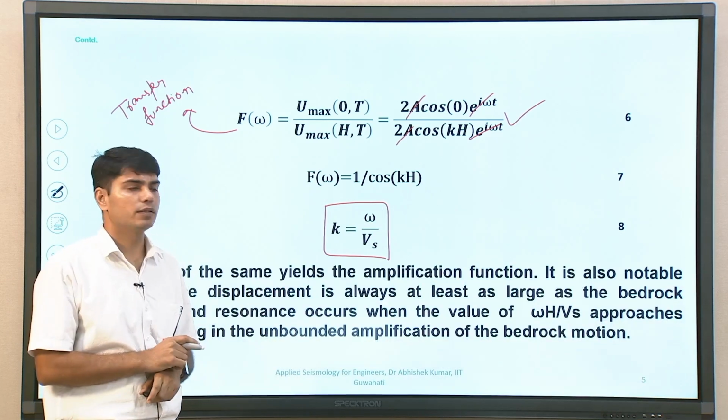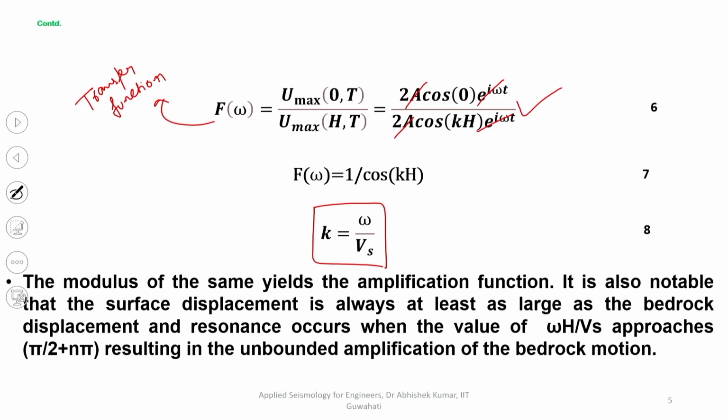So, omega over Vs is basically defining the value of wave number, and based on the previous understanding, we are saying that at any moment of time the entire layer is going to respond the same. So, the modulus of the transfer function is going to give us how much is the amplification between the bedrock and the surface.